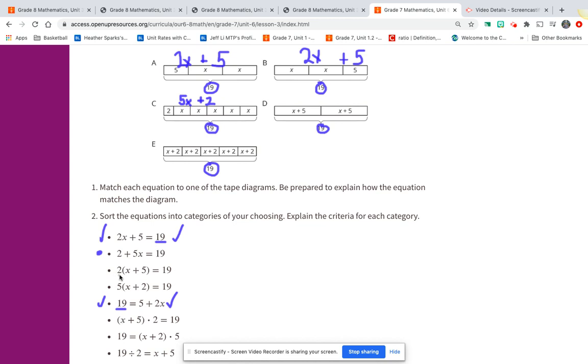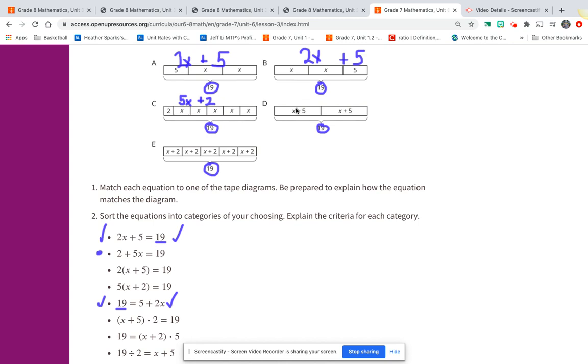This one would not be. That's 2 groups of x plus 5. This is 5 groups of x plus 2. This is 2 groups of x and 5. 5 groups of x plus 2. And nope, so that's the only one that matches up with C, this one here.